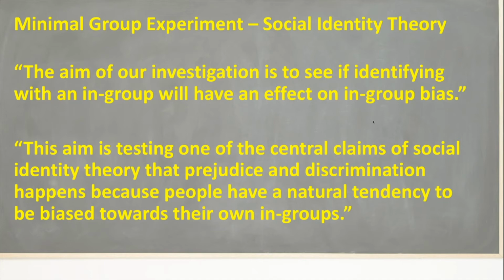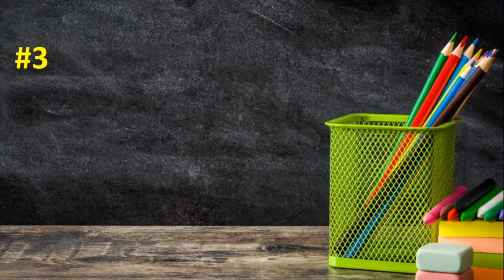And I can say the aim is testing one of the central claims of social identity theory, that prejudice and discrimination happens because people have a natural tendency to be biased towards their own in-groups. Now, that is something I wrote off the top of my head. Yours will probably be much better, and we'll have another example here soon.